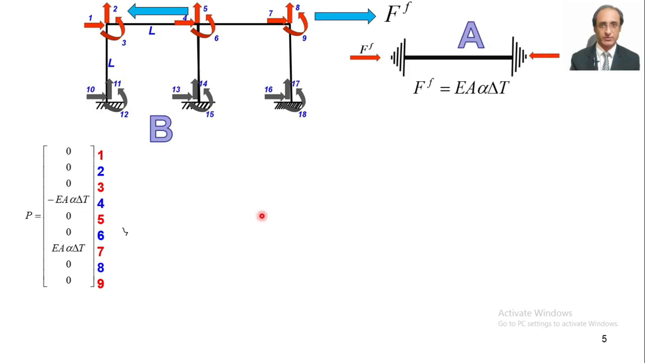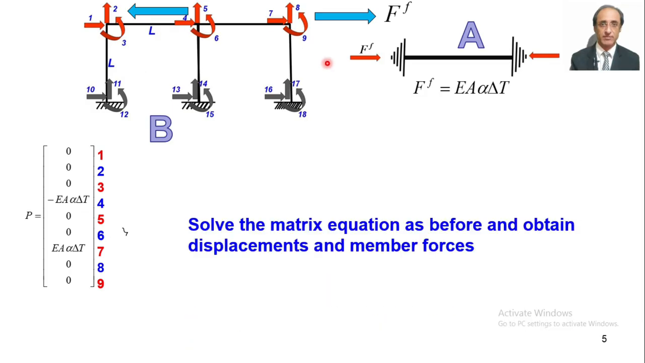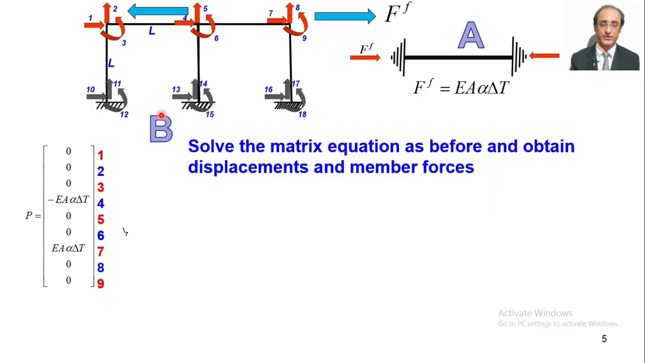So in a sense, we have to analyze two structures. One is the case of the fixed-ended forces, the structure under restraints, that is structure A, and the other is the structure with the opposite of the fixed-ended forces applied. So what we do now, we solve structure B using the matrix approach, the direct stiffness approach, and after solution we obtain the displacements and the member forces.